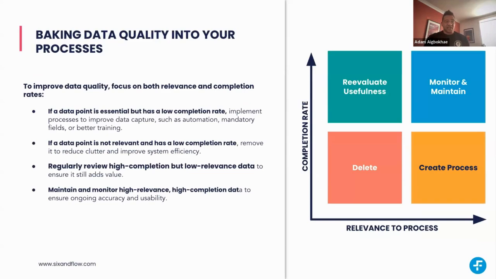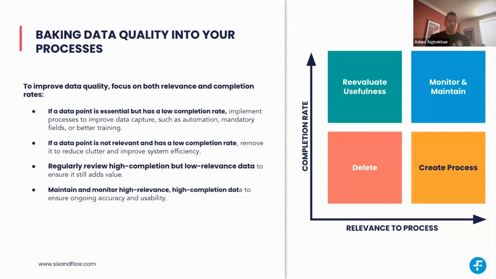So if a data point is essential but has a low completion rate, then you need to build in a process to get your team to actually fill that in. You need to make it mandatory, put it on your forms, basically figure out a way, or even just train your team to ensure that the completion rate goes up for that property.